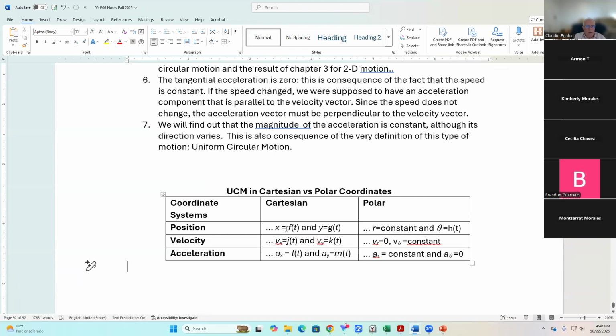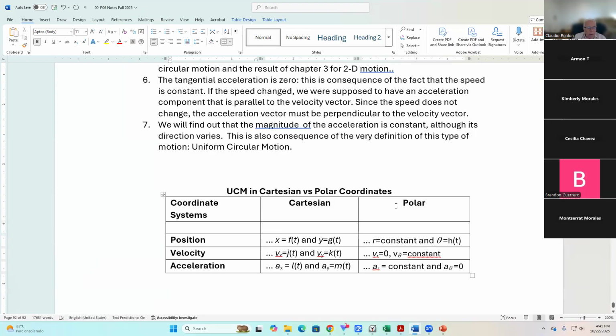Position. In the Cartesian coordinate system, x is a function of time, y is a function of time. In polar, r is constant, theta is a function of time. For the velocity, what I'm going to do here is change it slightly.